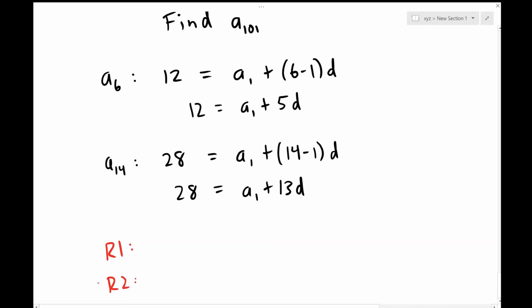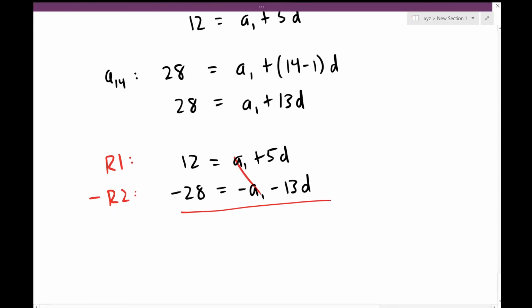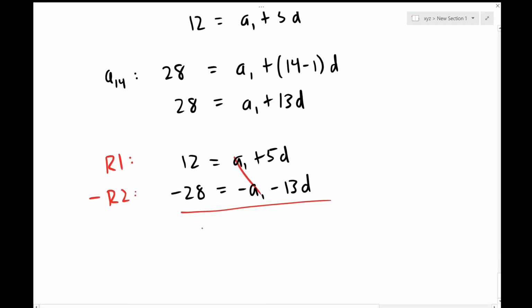And just like in the last example, I'm going to end up subtracting these two equations. So R1 is the 12 equals a sub 1 plus 5d equation. Then we're going to subtract R2. So I'm subtracting the second equation that I have here. So if I distribute the negative to all those terms, then we just want to add them like we normally do. And so the a1s will cancel. What we should have here is negative 16 is equal to negative 8d. And so in this case, we get that d is equal to 2.